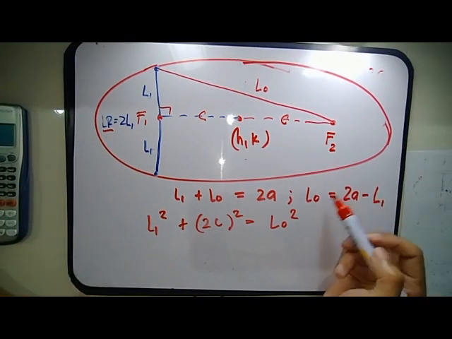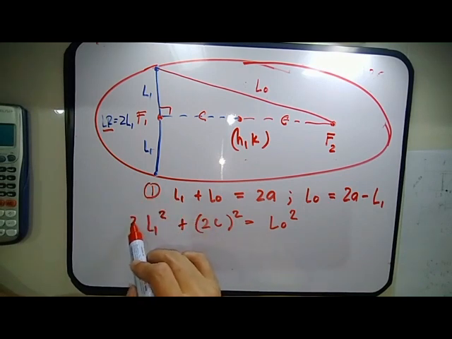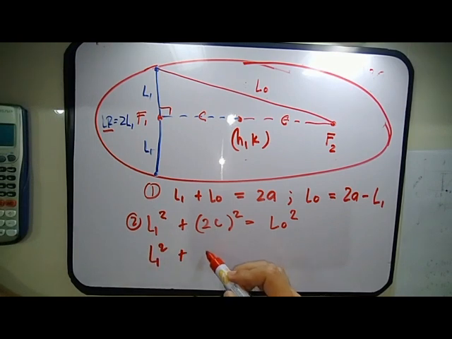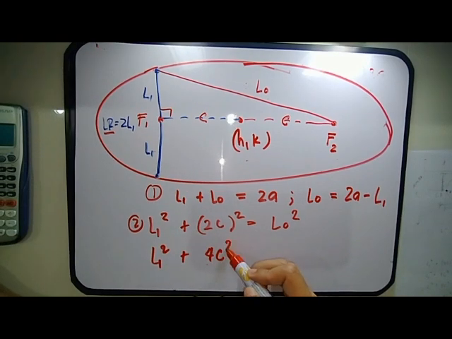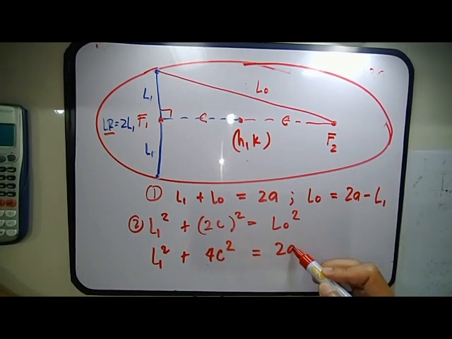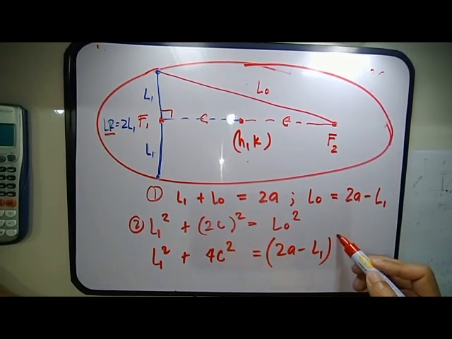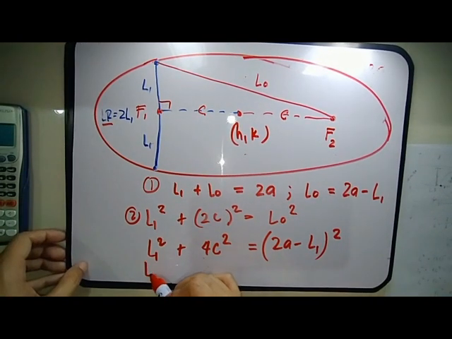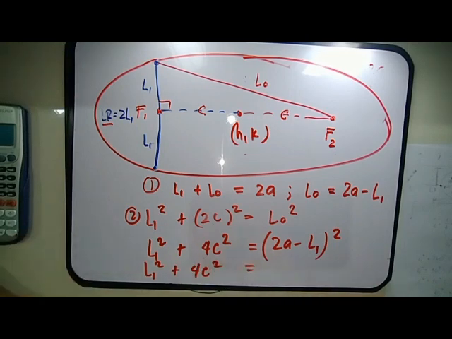You have these two equations. So ang LO natin here in the first equation, i-substitute lang natin sa LO dun sa second equation. So you have L1 squared plus, you have 4C squared equals, you have 2A minus L1 squared. So expand natin. You have here L1 squared plus 4C squared. So i-FOIL method natin, magiging siyang, you have 4A squared, so minus 4A L1 plus L1 squared.